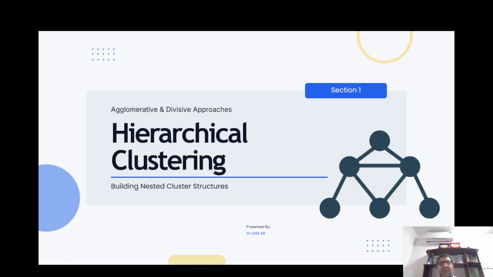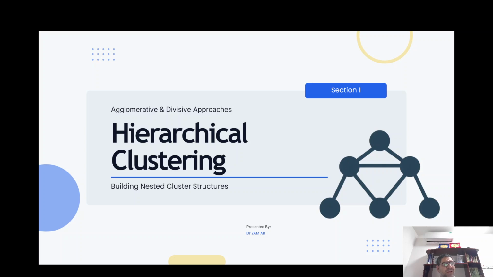Now we have reached a point where we shall be discussing some of the more advanced machine learning models in this unsupervised category. Let me share my screen with you. We are going to discuss hierarchical clustering. First of all, some of the concepts, and then in the second part of this episode, we'll discuss some of the algorithms and their practical implementation using Python.